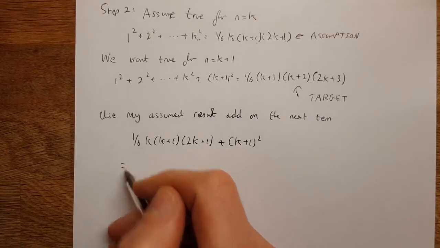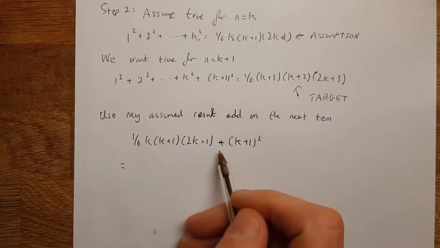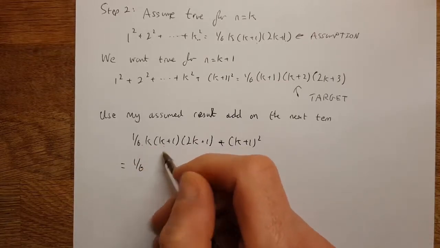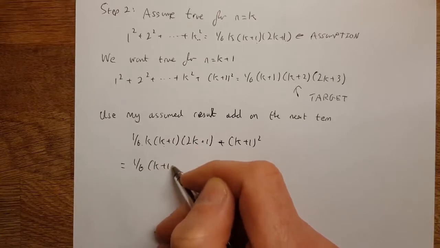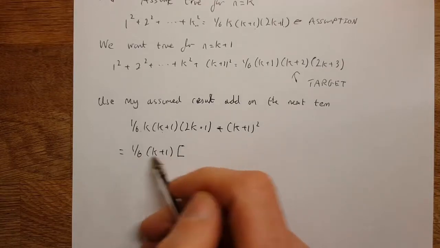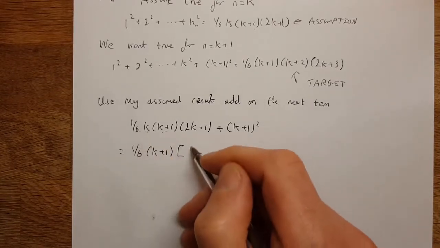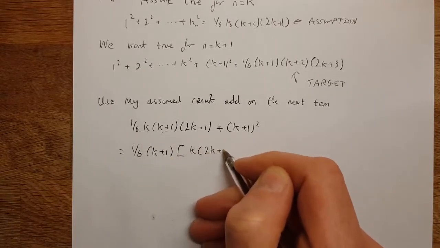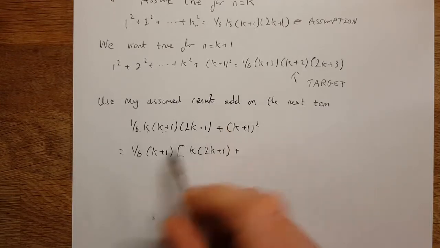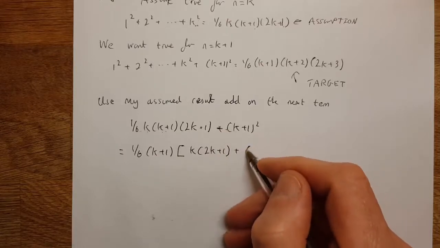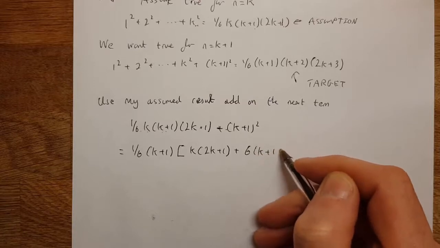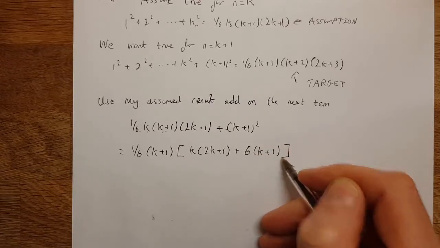So I'm going to manipulate this. First thing I can do is factorise out a sixth, and I can factorise out a k plus 1. So I'm going to get a sixth, and I'm going to take out a k plus 1. Just so I don't get confused, I'm going to use square brackets here. I've taken out that and that, which means I'm left with k times 2k plus 1. Now I've factorised out a sixth, which means to restore the balance I need to have 6, and I've already taken out a k plus 1, so only a k plus 1 left.